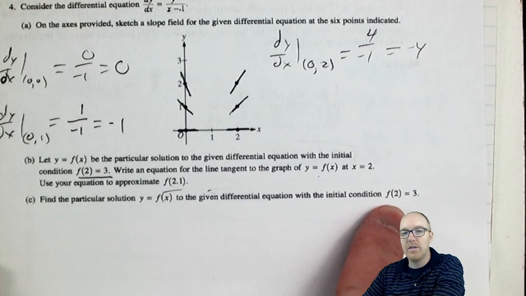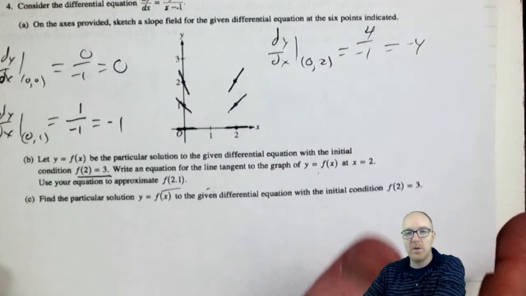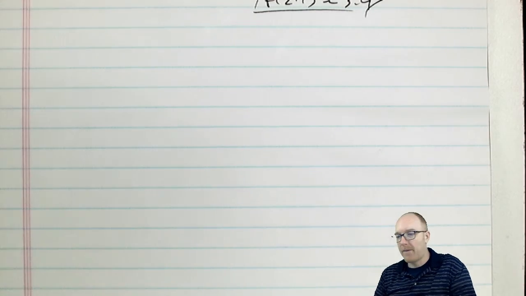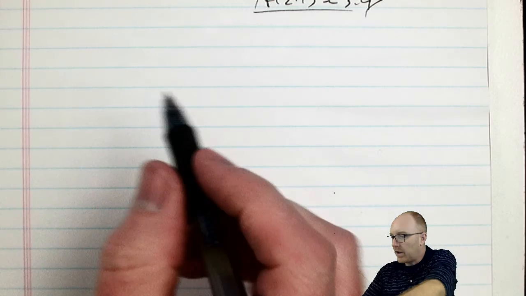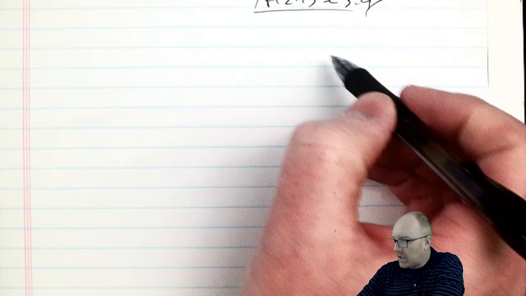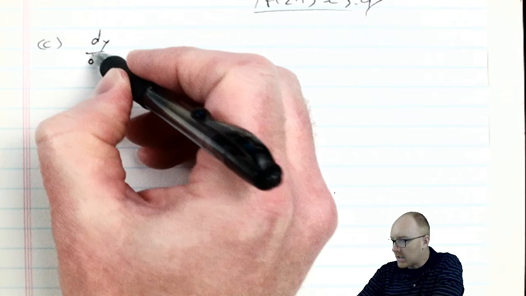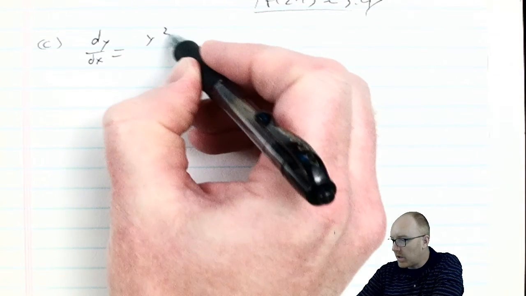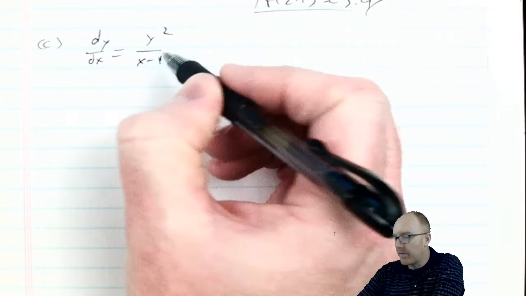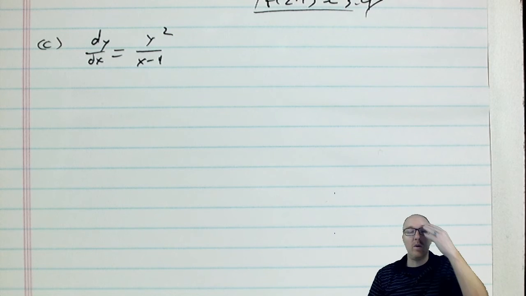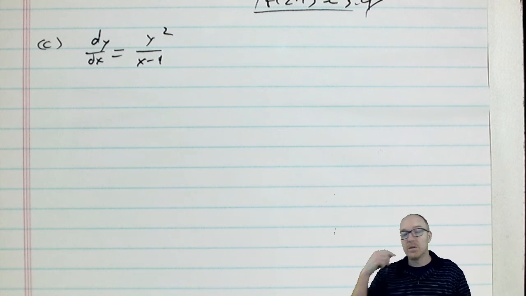All right, now part C says find a particular solution of the given differential equation with initial condition f of 2 equals 3. So we got to separate the variables and integrate. Okay, so let's go ahead and do that. So once again, our differential equation, this is part C, dy dx equals y squared over x minus 1. All right, so we're going to get 1 point just for separating the variables. So how do we do that?